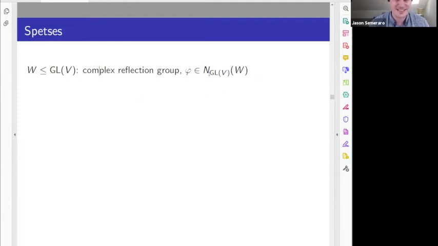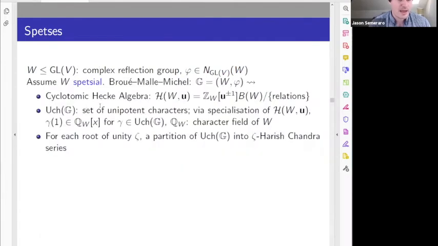Anyway, so there's an element of the normalizer of W inside GL(V), so W is acting on a complex vector space V. We have to place some extra restriction on W. We can't take any complex reflection group, but think of most complex reflection groups as being what are called special, which means that they behave in a nice way, analogous to the way that the Weyl group of a group might behave, for example.